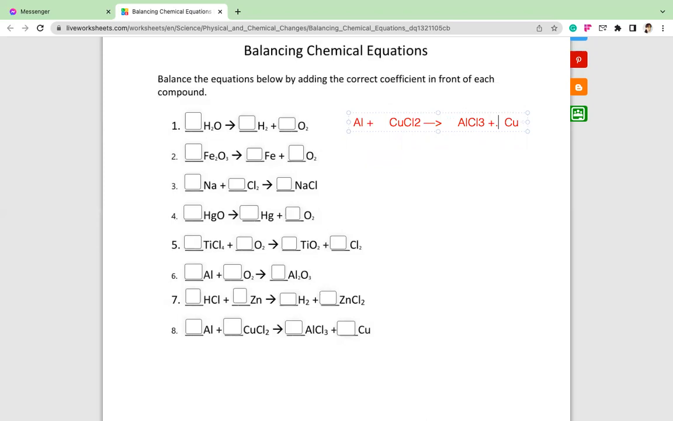Okay. All right. Now, what are the atoms present in this equation? Aluminum, copper, and chlorine. All right. How many aluminum atoms do you have on the left-hand side of the equation? 1. Copper, 1. Chlorine, 2. Very good. Now, let's move on to the right-hand side. How many aluminum? 1. Copper, 1. Chlorine, 3. Very good.